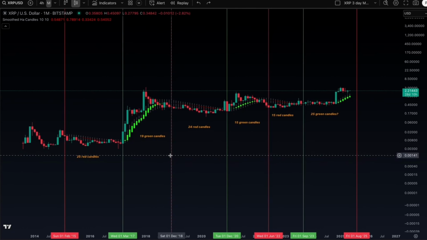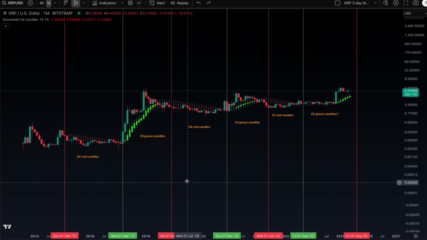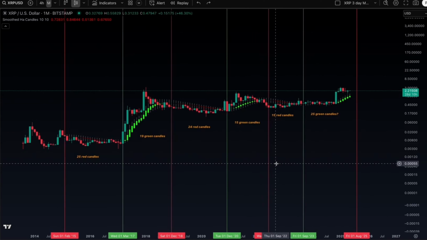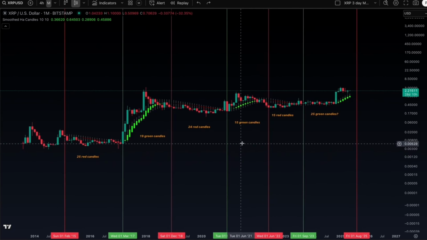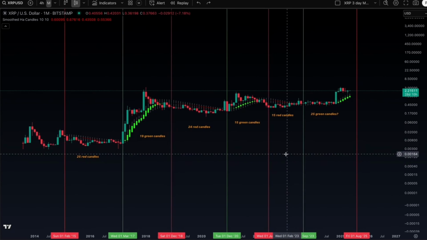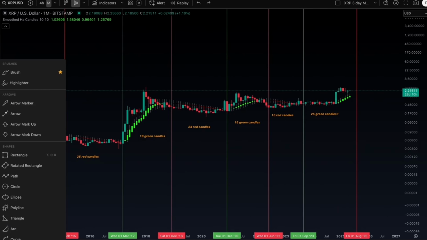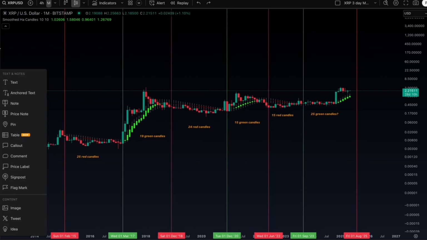Following that, on the 1st of December 2018, we then had 24 red candles throughout our bear market. And then that came to an end on the 1st of December 2020. We had 15 green candles. And then following after that, another set of 15 red candles. And that period is really where it gets quite interesting. And we can kind of focus in on our analysis there.